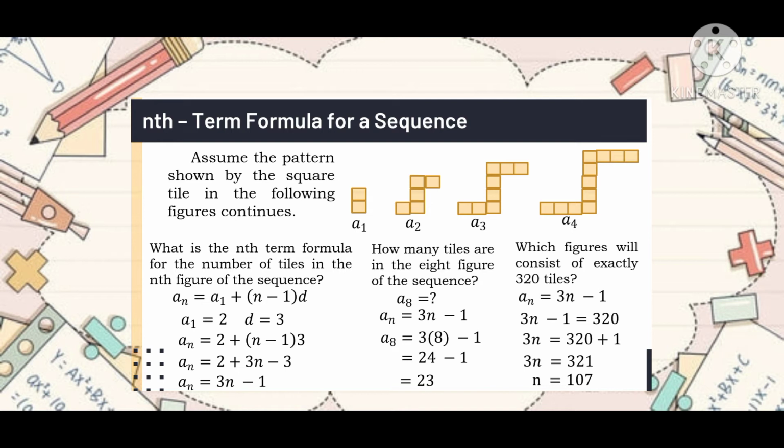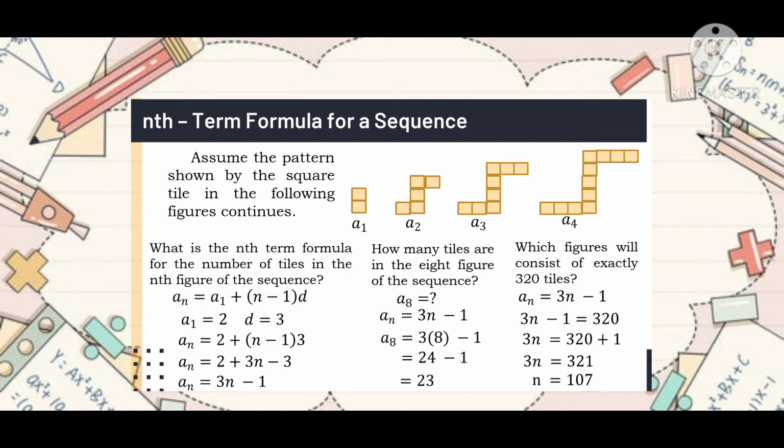So yung n natin is papalitan lang natin ng 8 kasi yung pang 8 figure yung hinahanap. So 3 times 8 is equal to 24 minus 1 is equal to 23. So our 8th figure of the sequence is 23.